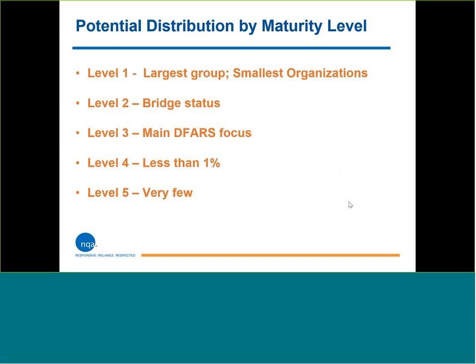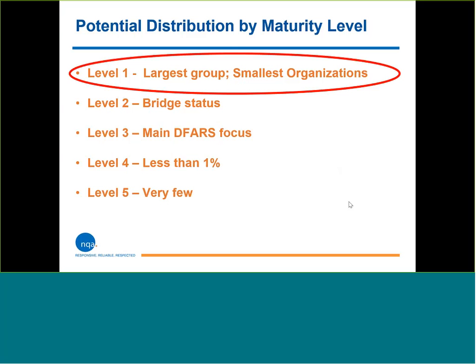All right, so how's all this going to play out? Well, no one really knows quite yet, but the general consensus is that level 1 is going to be by far the largest. It's also going to be where most of the smallest organizations wind up going. And again, as I mentioned, the key factor is what type of information do you have? Do you have CUI or not? If not, then you can shoot for level 1.